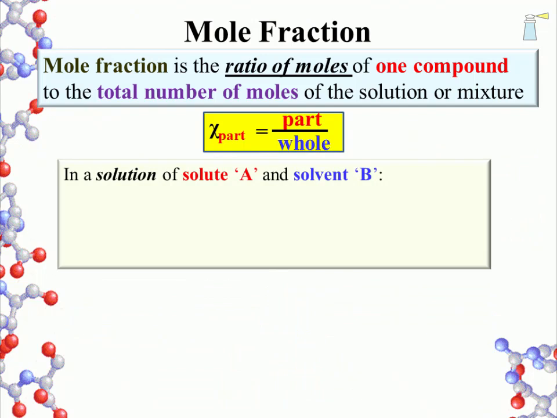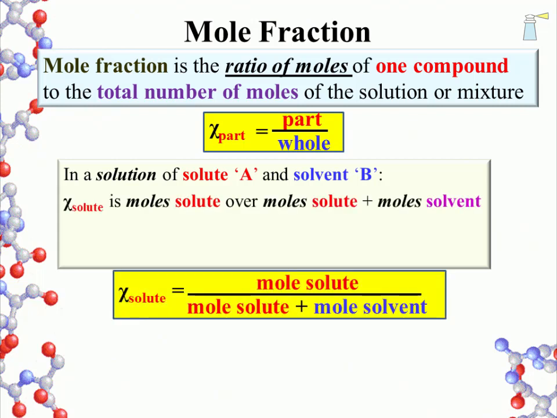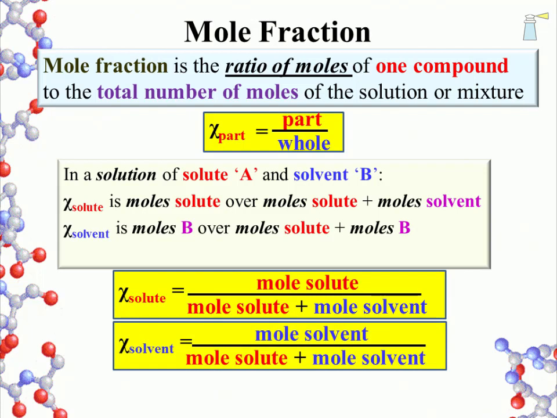A specific and common example of mole fractions involves solutions that are made of a single solute, substance A, and a solvent, substance B. The mole fraction of the solute is the moles of solute over moles of solute plus moles of solvent. The mole fraction of the solvent is moles of solvent over moles of solute plus moles of solvent. The mole fraction of the solute plus the mole fraction of the solvent will be equal to 1. Sum of the parts still equals the whole.